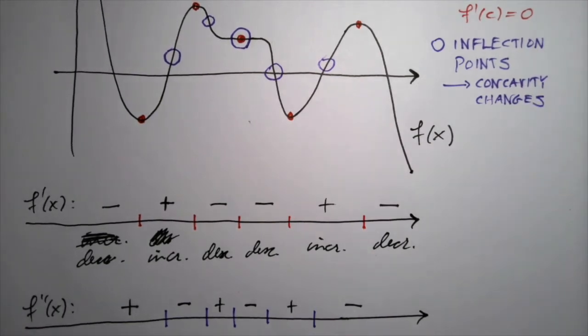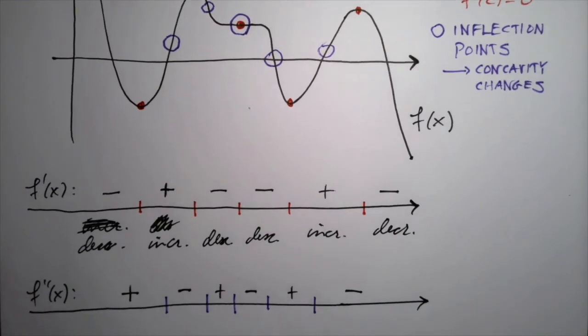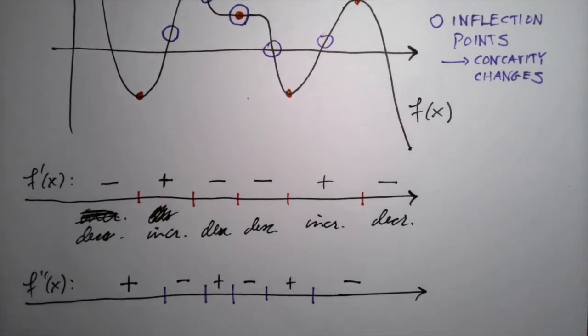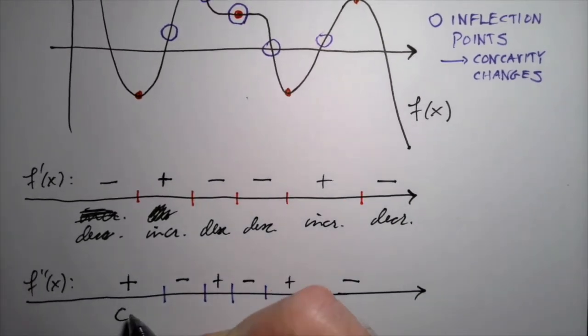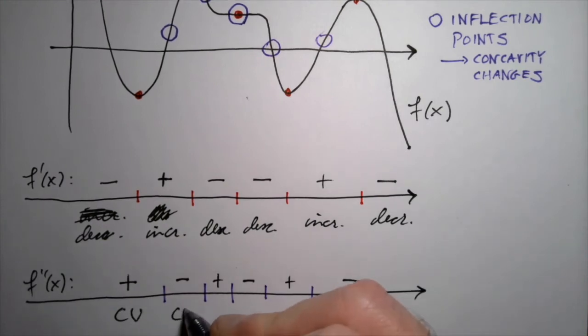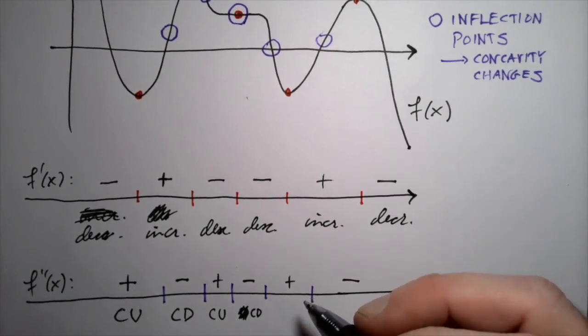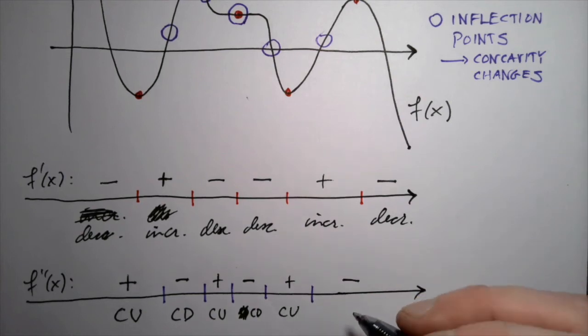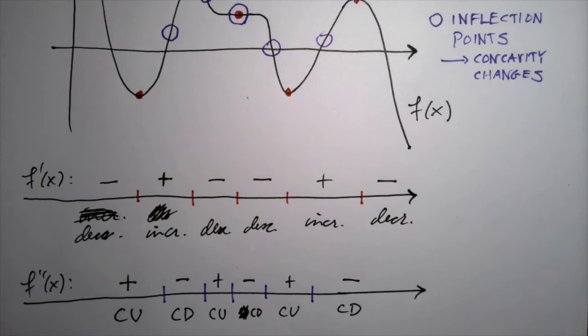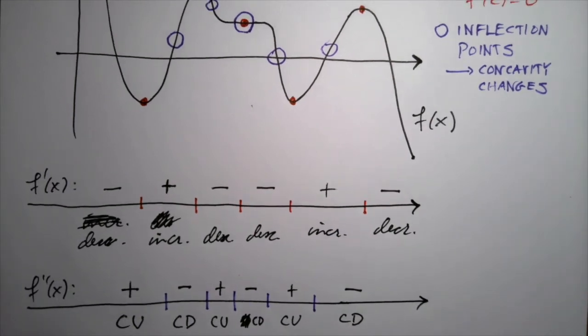Okay, so let me write below. It looks like you can't quite see everything in one shot, but that's okay. I'm going to write CU for concave up, CD for concave down. So now we have a complete analysis of this graph in terms of the first and second derivative and what those values for the first and second derivative mean geometrically.